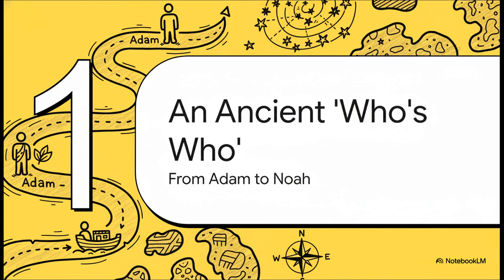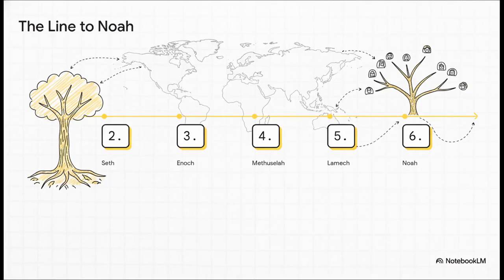Okay, so to understand this map, we have to start right at the beginning of, well, everything. The first leg of our journey traces the single, direct line from the first man, Adam, all the way down to this pivotal figure named Noah. So you have this initial list: Adam, then Seth, Enoch, Methuselah, Lamech, and finally you get to Noah.